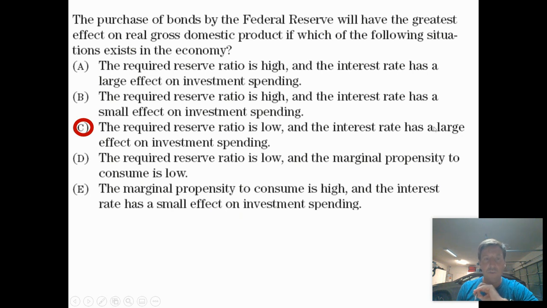And the interest rate has a large effect on investment spending. So if interest rates go up or down, that's going to influence our spending. If people are watching interest rates and the Fed is dropping them, that's going to spur people to invest. Then that one works. This one says the reserve requirement ratio is low, and that works. And then they say that the marginal propensity to consume is low. If the marginal propensity to consume is low, that means our marginal propensity to save is high. Now we're looking at a spending multiplier question, right? That means the Fed goes out and buys these bonds. The bonds go into the bank, and the bank makes the loans.